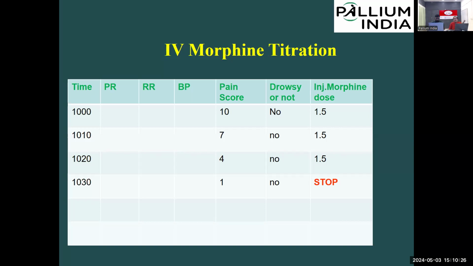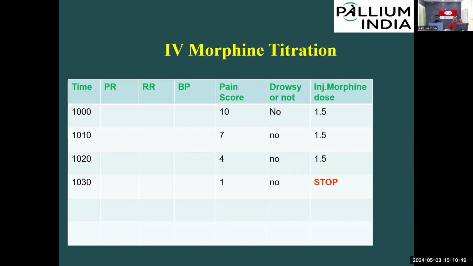After 10 minutes, check the vitals and the pain score again. The pain score has come down to 7. The patient is still not drowsy. We give another dose of morphine, another 1.5 milligram of morphine is given.